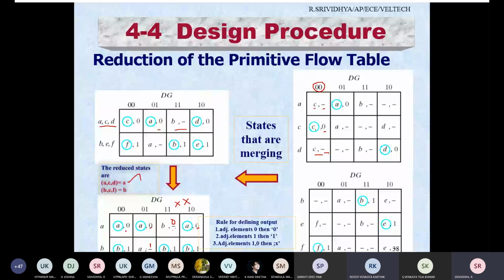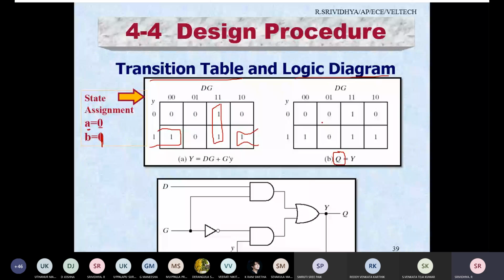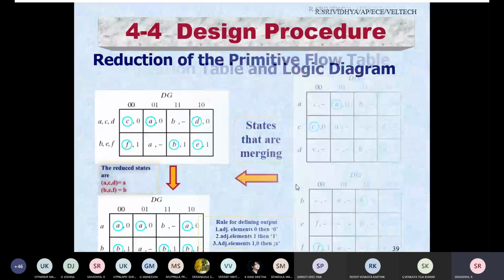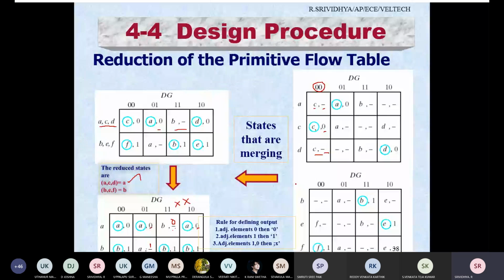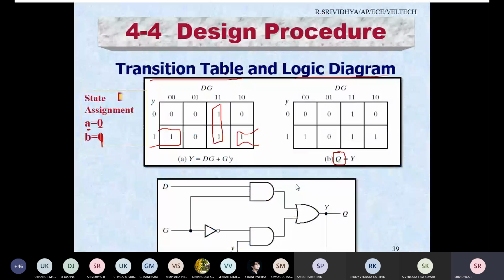0 0 0 0. Very good. And the second row? 1 1 1. Excellent. So why is it 0 here? Actually, here it should be 1. So you will be getting it as y. Q is equal to y. Fine.